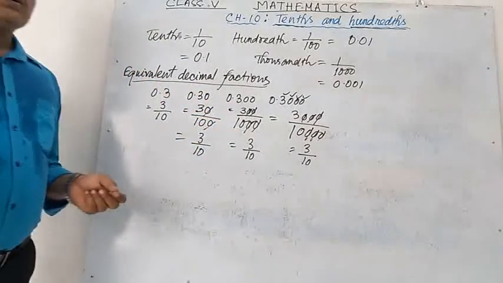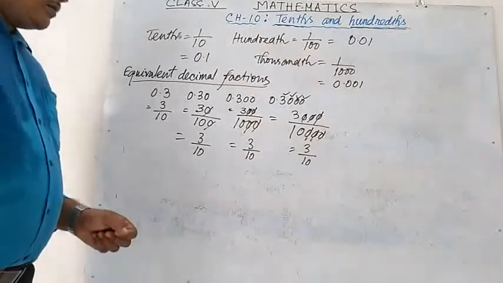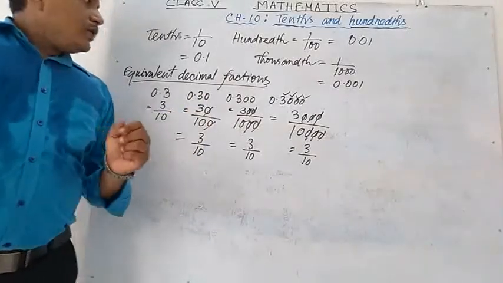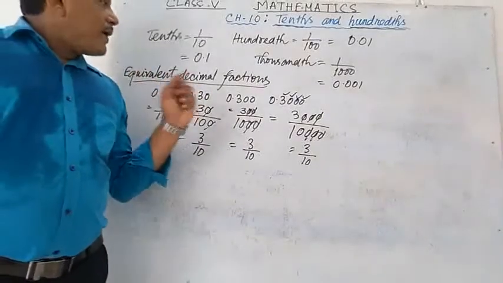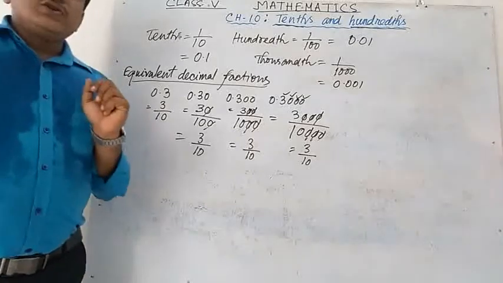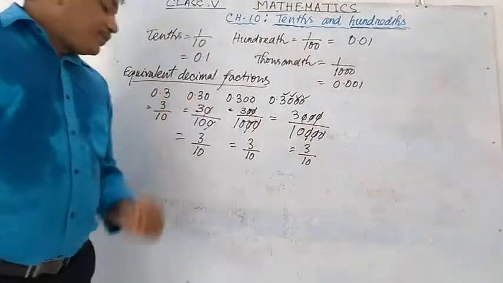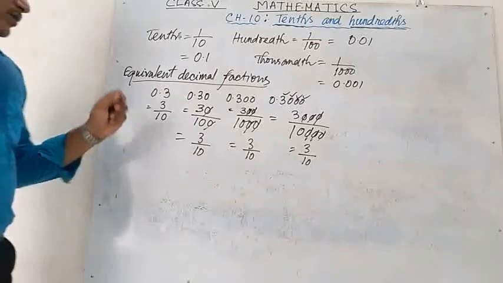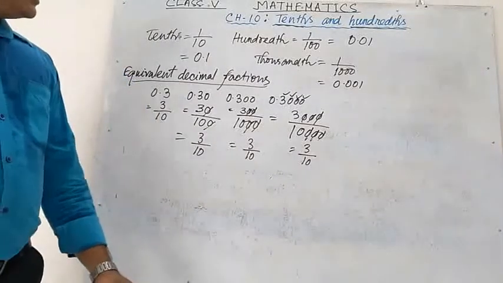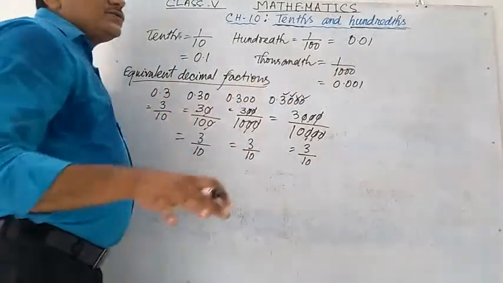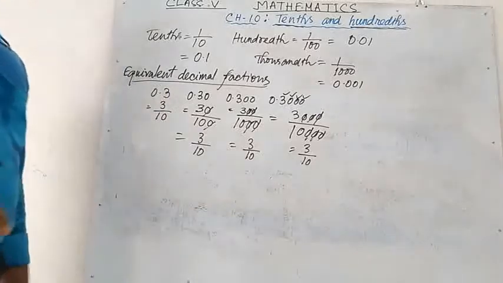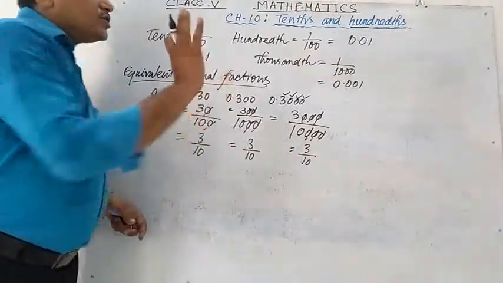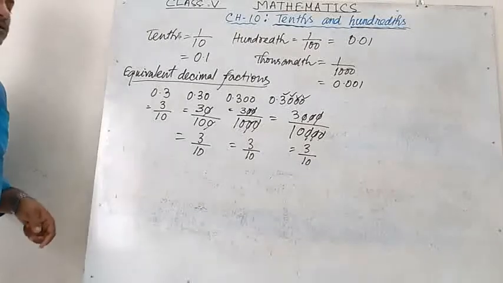So they are called equivalent decimal fractions. And from this example, we can see the decimal fraction remains unchanged by writing any number of zeros after the last digit in the decimal part of the decimal fractions. If I write any number of zeros after the last digit of the decimal number, the value remains unchanged.